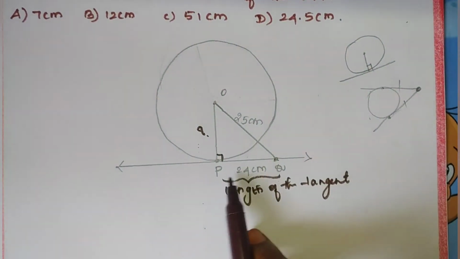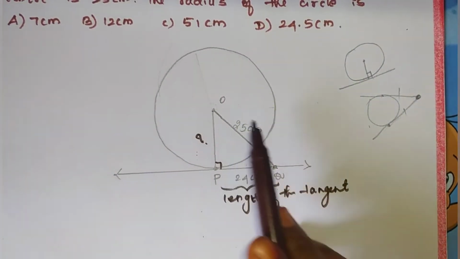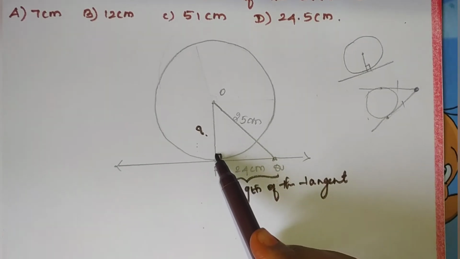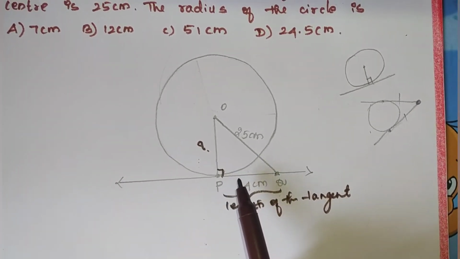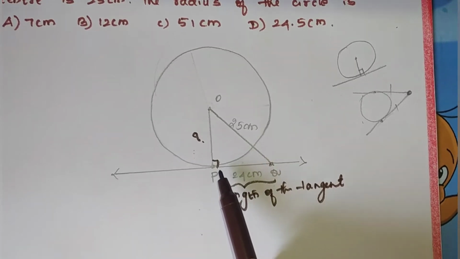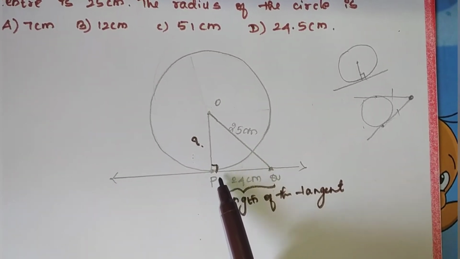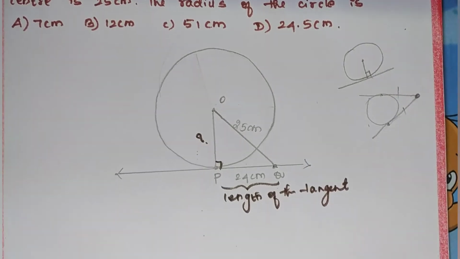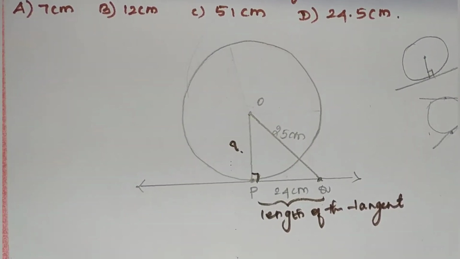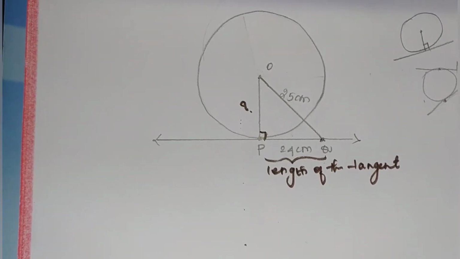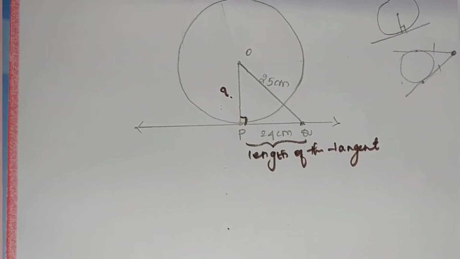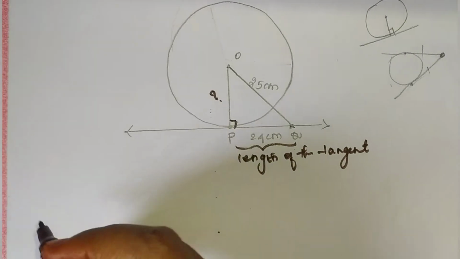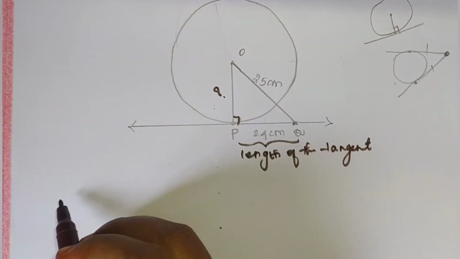We know the base PQ and we know OQ. This we know by theorem 10.1. It is perpendicular. It will make 90 degree from theorem 10.1. How can we find the missing side? Children, I hope you all guessed the correct answer, that by using Pythagoras theorem. Clear?